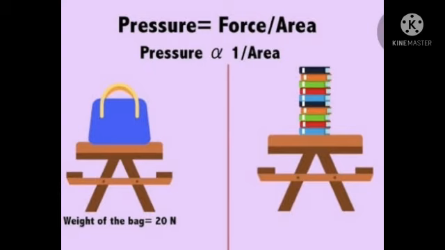As you can see in the picture, students, books are kept on a table one after the other. What does this show? It shows that the table is bearing the pressure of all the objects on it. But if the books are divided into parts, the pressure will also be distributed as the books are spread over the area.